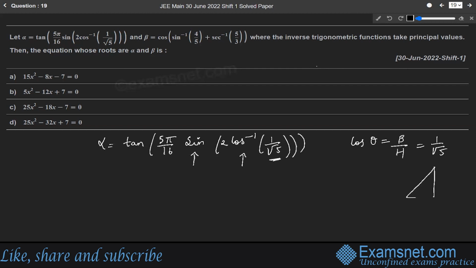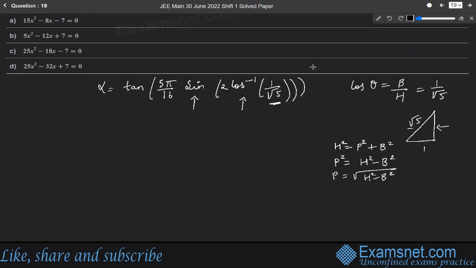Consider a right angle triangle. Base is 1 and hypotenuse is root 5. So by using the Pythagoras theorem, which is h square is equal to p square plus b square, we can find the value of perpendicular, right? What is h? H is the hypotenuse, p is the perpendicular and b is the base. So p square will be h square minus b square and p will be under root of h square minus b square. Here what is the value of hypotenuse? Root 5, and value of base is 1. So p will be equal to under root of h square, what is h square? Root 5 square minus b square. B is base. So 1 square.